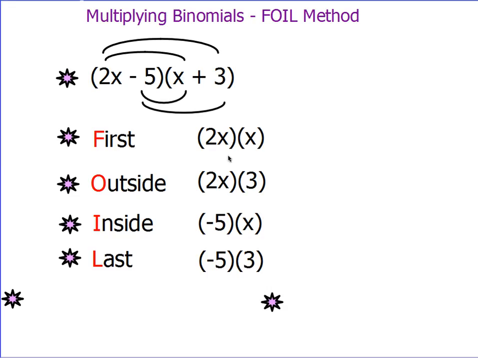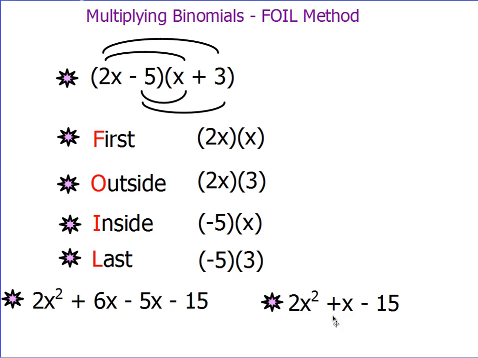So these are the terms I'm going to work with, and I'm going to add all these terms up. And if I do that, I have 2x squared, right? That's 2x times x. 2x times 3 is 6x, negative 5x, and then negative 15. So I can build my product here. And then I have to combine those like terms, in this case only the x terms. So I get that.